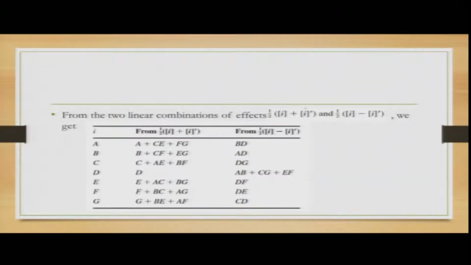The third column is BD for A, AD for B, DG for C, until the second last one, which is for F, which was initially for the positive sign change F plus BC plus AG. Now, it is only DE, where I am hovering my finger, and the last one for G, which was for the positive fold effects. I am using the word positive fold effect in order to make you understand; it is not an actual technical word. It was G plus BE plus AF, and for the negative fold effects it was CD.